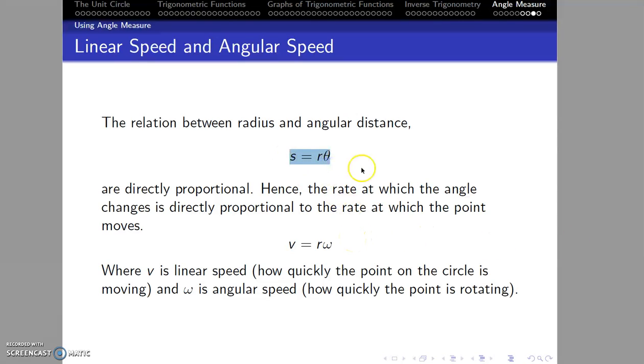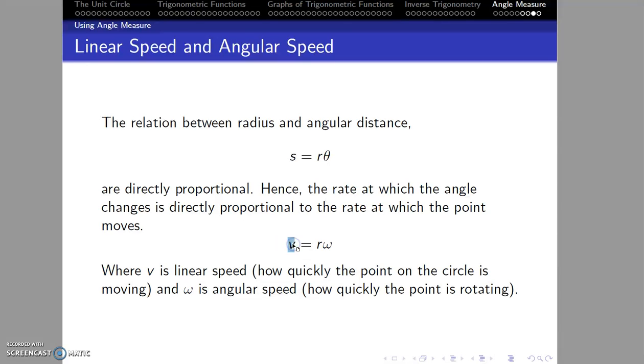Knowing that s equals r theta, there is an established relationship between radius and angular distance. That's a direct proportion. So the rate at which they change has to also be directly proportional. Or in other words, velocity at any point as we move on a circle is equal to the radius times the angular speed, or how quickly we're rotating.